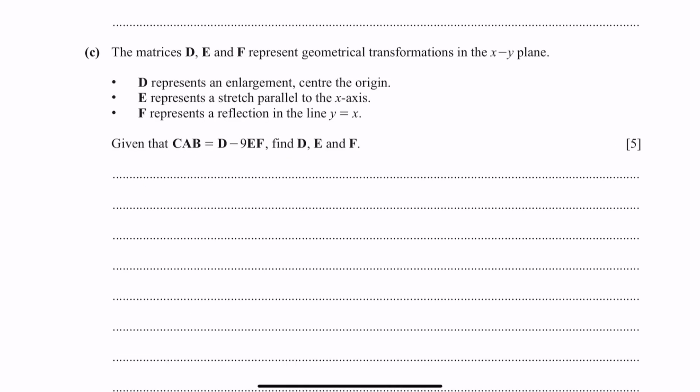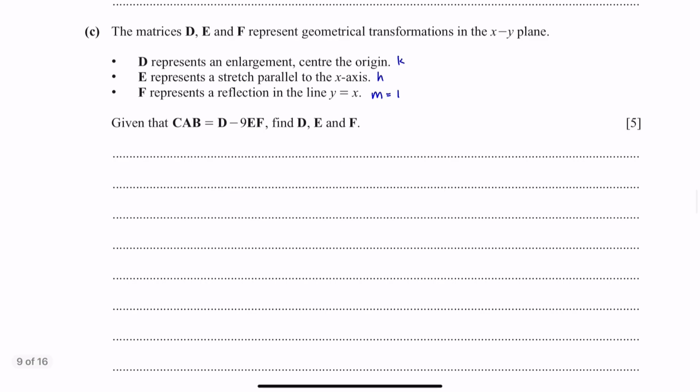Part C. We need to find the matrices D, E, and F that represent the geometrical transformations. D is an enlargement. They didn't tell us the scale factor, so let's call it k first. E is a stretch parallel to the x-axis, and they also didn't give us the scale factor, so let's call it h. And F is a reflection in the line y equals x, so that means the gradient of the line is equal to 1. Given that CAB equals D minus 9EF, we need to find D, E and F.